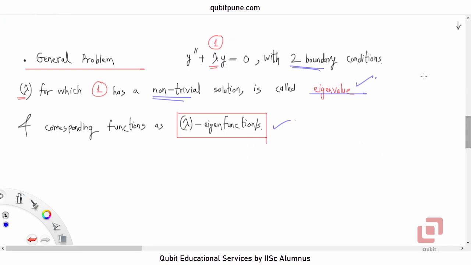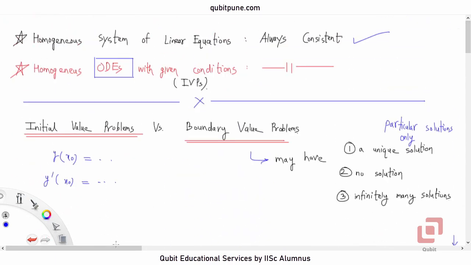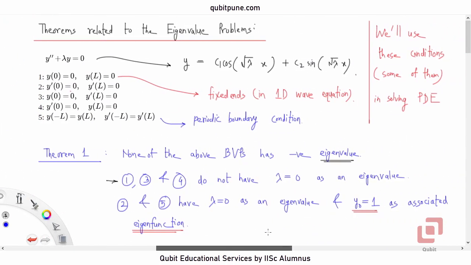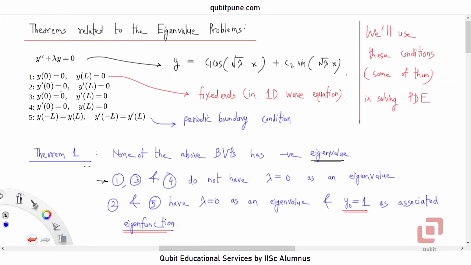Okay, and if we continue that discussion by considering 5 of these boundary conditions, then we get certain theorems or standard results. The first theorem tells us that none of them has a negative eigenvalue. Those two boundary conditions, the periodic boundary condition and the second one, derivatives being 0 at both ends, do have 0 as their eigenvalue, and the corresponding eigenfunction is y not equal to 1. The rest of the 5, which are three of them, don't have 0 as an eigenvalue.